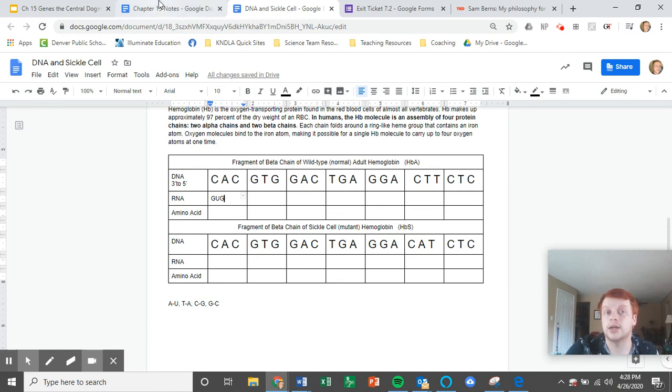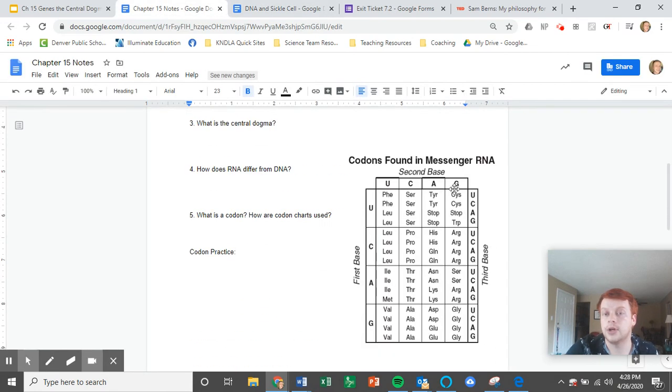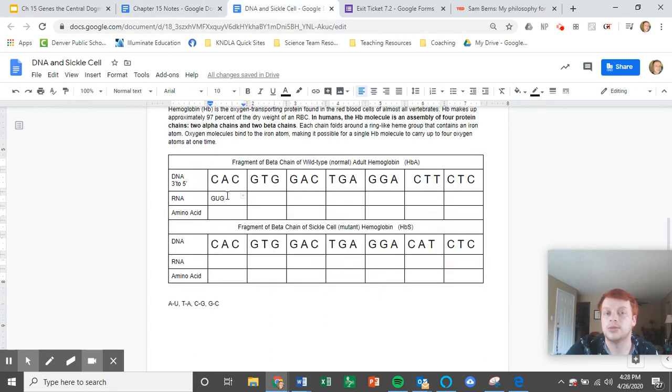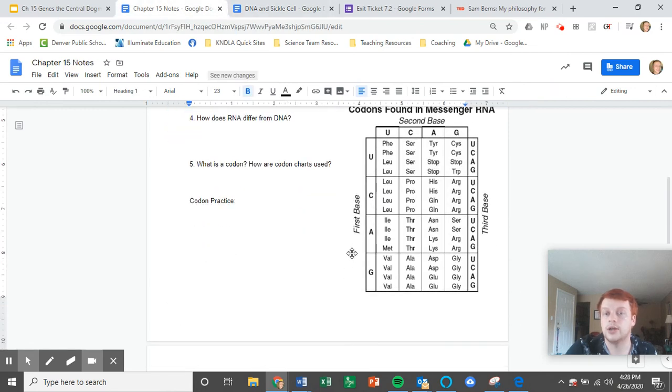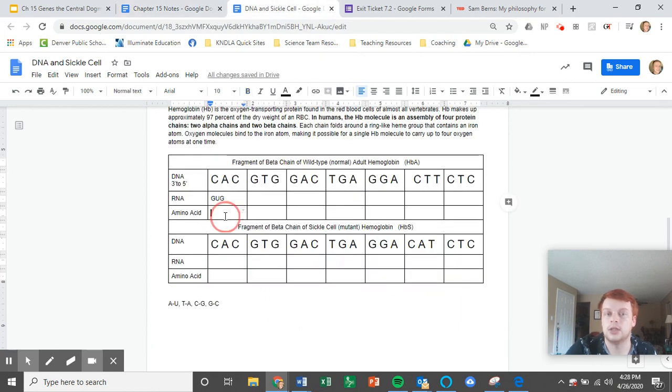Now, if you go back to your note sheet, you have a codon chart right here that you can use for this next part. So we've got GUG, and we want to figure out the amino acid produced. So if we go back to our notes, we've got G here and U here, which tells us we're in this box. And then if we follow the G back to the box we're in, we know that VAL gets produced.